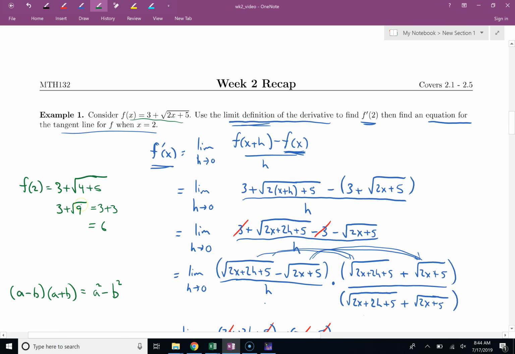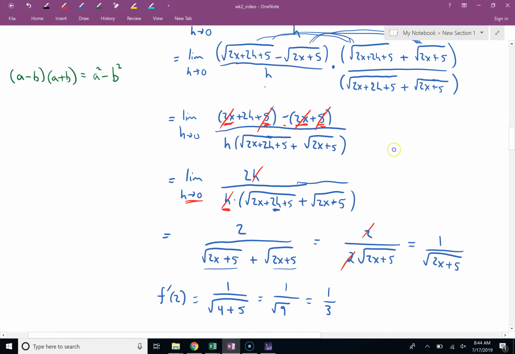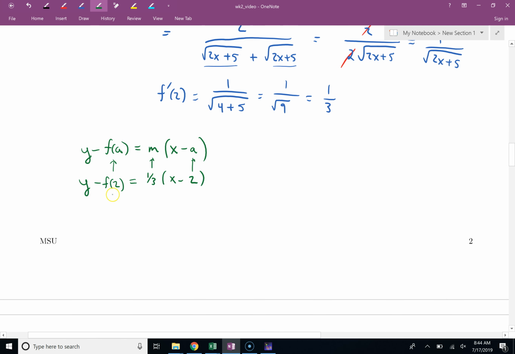so my final answer will be 6. I'm going to take that 6 and plug it back down here, everywhere I see f of 2, and so I get y minus 6 is going to be equal to 1/3 times x minus 2. So this would be the equation of the tangent line. Of course, we can rearrange this and solve it and make it y equals, if you'd like, and put it in its mx plus b form. But I find that this form right here is also very useful.